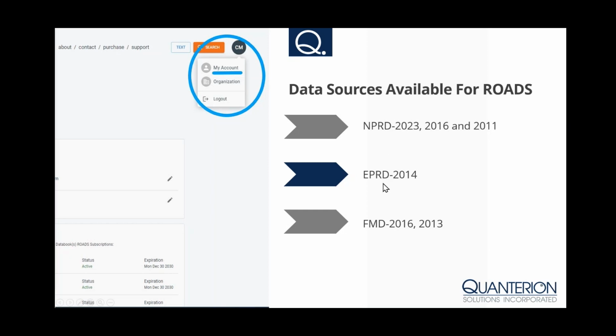Subscriptions include all three of these data sources. The main thing that you might want to do is adjust which vintage data you're going to use. It's recommended that you use the most current data because the current data, say NPRD 2023, includes 2016. It doesn't truncate 2016 and then add. So you're going to get all of 2016 and 2023. You're going to get all of 2011 and 2023.